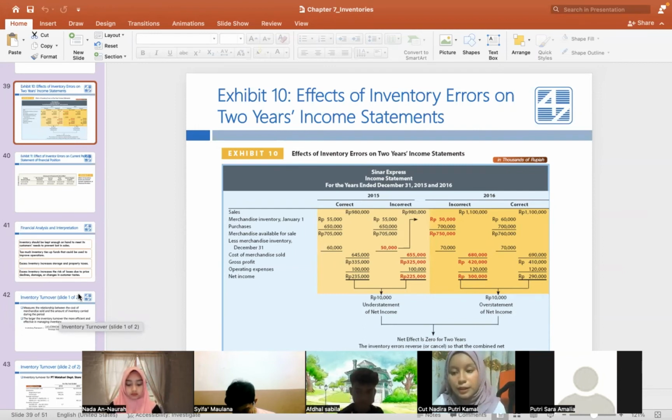And the net effect is 0 for 2 years. The inventory errors reverse or cancel, so that the combined net income for the 2 years is 525,000 rupiah, which is correct. Next.